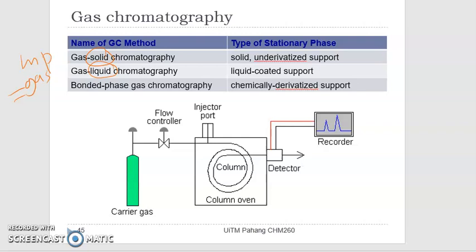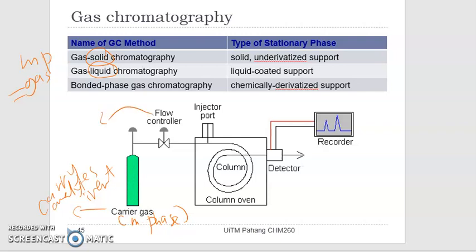Okay, so this is the diagram of gas chromatography. What you have here, we have the carrier gas. So carrier gas is the mobile phase. So why the name is carrier gas? We can call mobile phase as carrier gas. Why? Because in GC, your mobile phase only carries your analytes, and it does not interact with the analyte. It must be inert. Dia tak interact, dia cuma bawa aje. Tapi kalau dalam LC, dia interact. Ada difference lah.